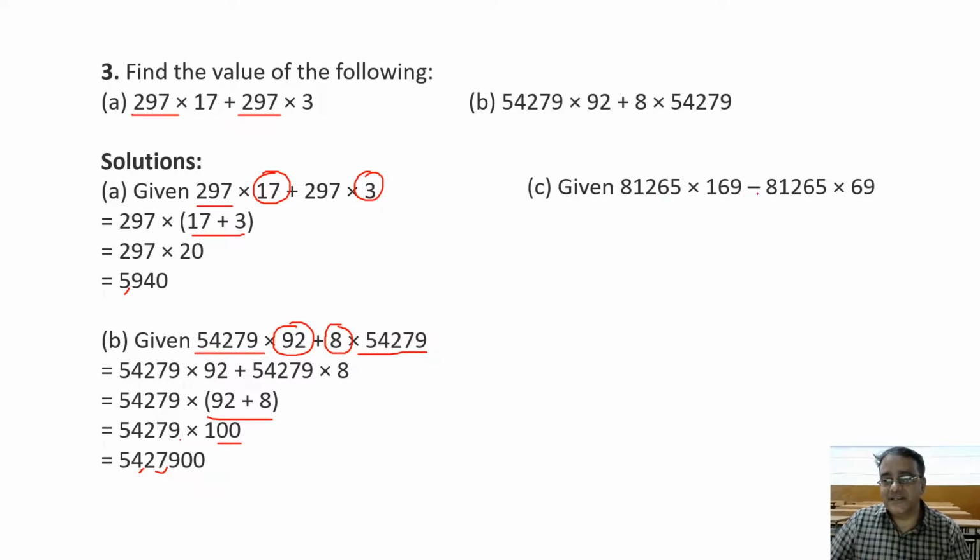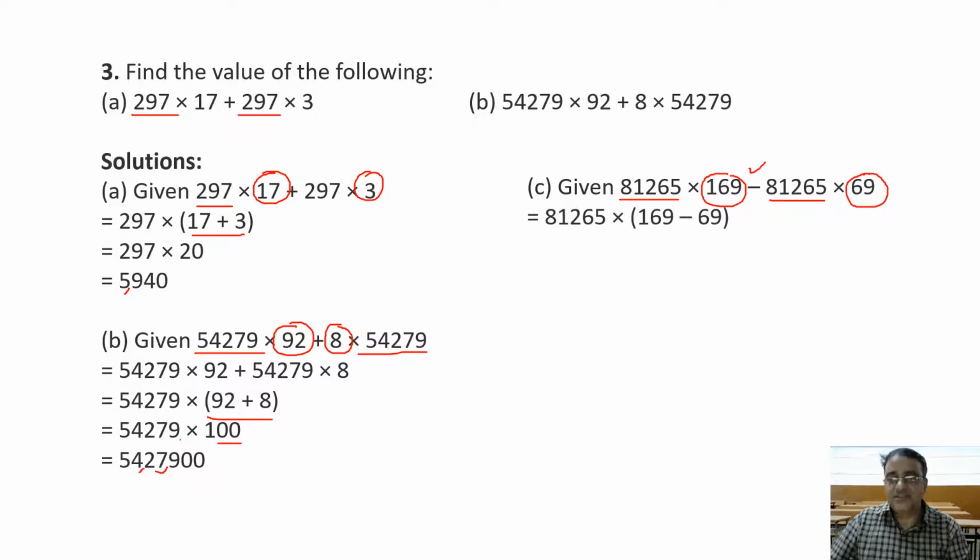81,265 into 169 minus 81,265 into 69. So see, these two numbers are same, common. So we will take outside. So here 169 will be left and here 69 will be left, and in between minus sign is there, so we have to write minus. So 169 minus 69 is 100.